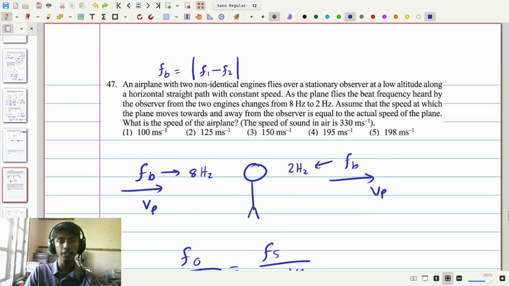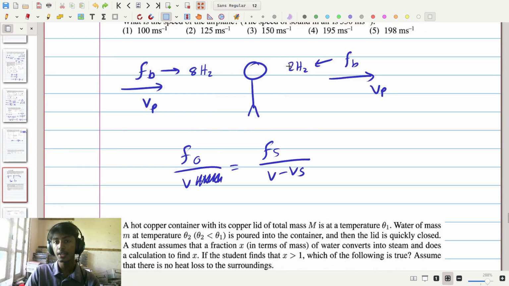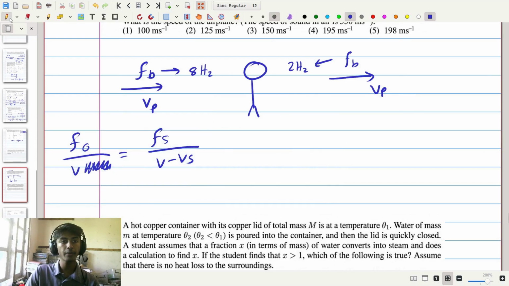Now in this particular case, since the observer is stationary, V observer is equal to 0, so I can remove that from the formula. From that we can see F observed divided by V is equal to F source divided by (V minus V source). We can apply this to the two situations where the plane is traveling toward the observer and away from the observer. In the first situation, the plane is traveling towards the observer and the frequency observed is 8 Hz. So instead of F observed, I can put 8 Hz.